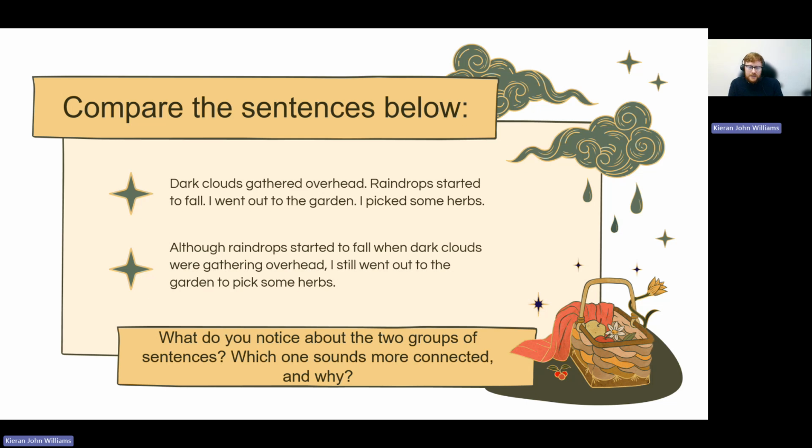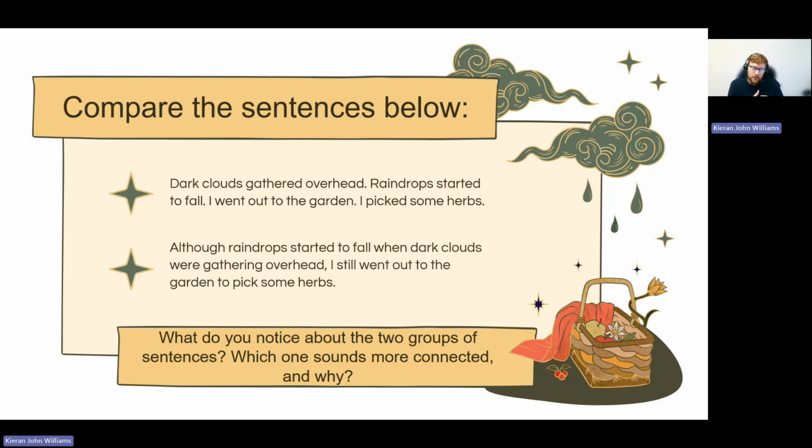So let's have a look at this in context. Here we've got two different examples. I want you to have a look at them, and I want you to notice the differences between the two. More specifically, which one sounds more connected? Is it the first or the second? And why? Okay, so let's consider it together.